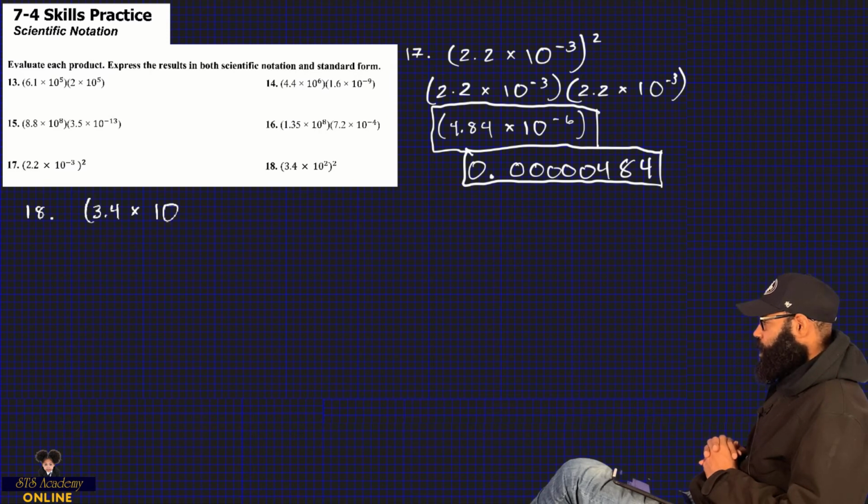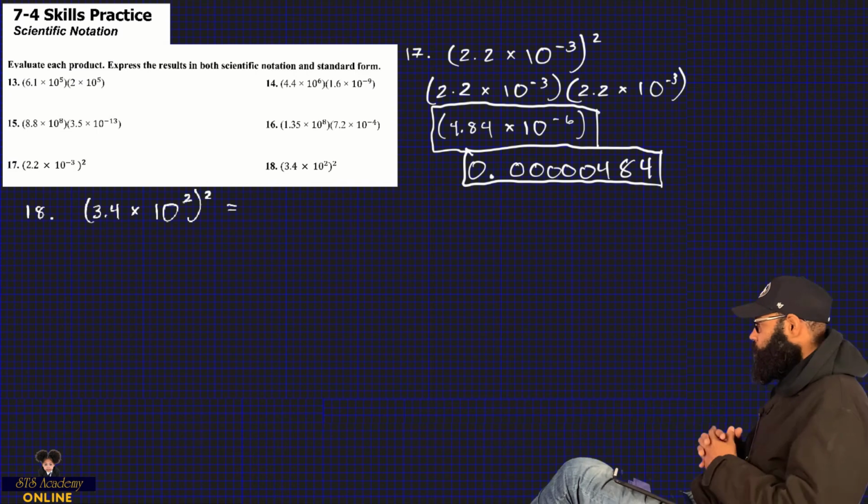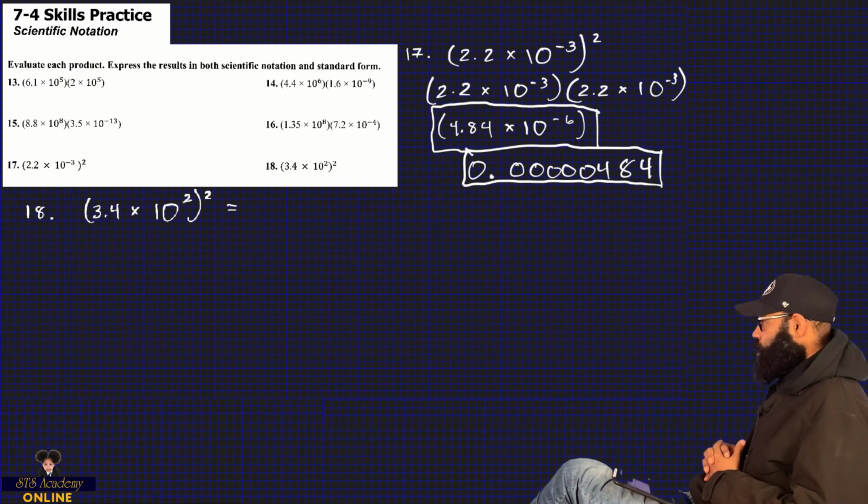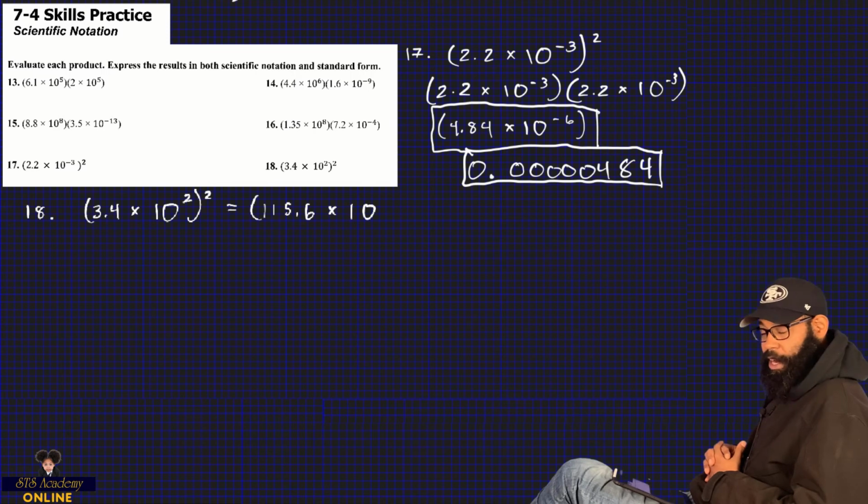So 18, again, just like 17, recognizing that 3 and 4/10 times 10 to the second, all squared. See that? All squared. So meaning what's in the parentheses is all going to be squared, right? So again, guys, nothing new here. I'm literally figuring out what 3 and 4/10 times 3 and 4/10 is. And if you don't have a calculator, guys, get a calculator. Use a calculator. So 115 and 6/10 times 10 to the 4th.